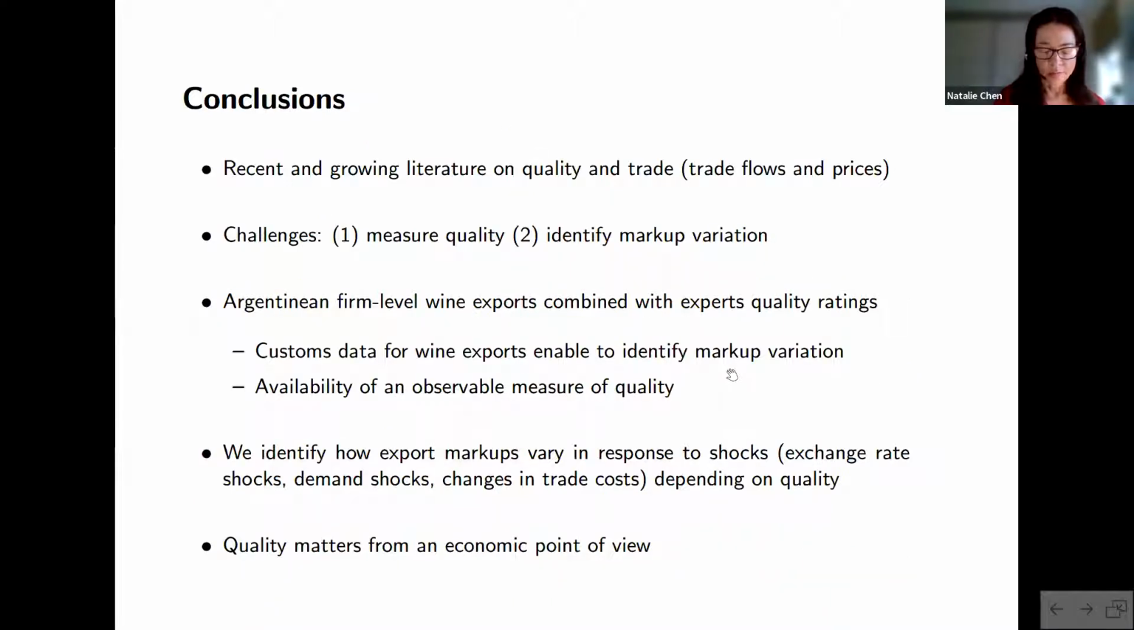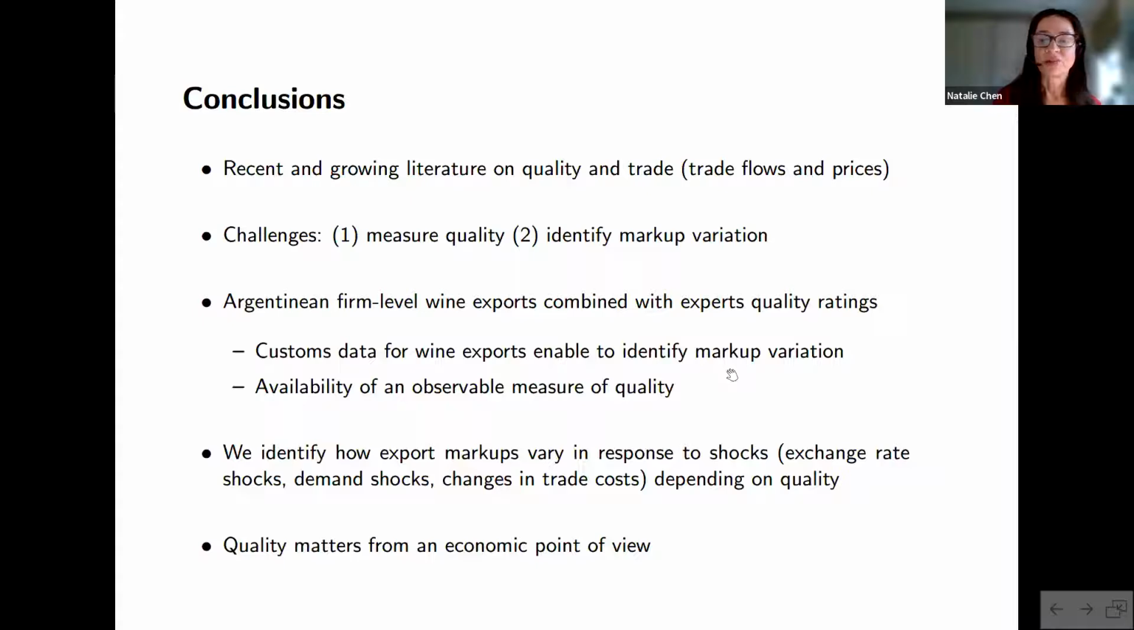Okay, so to conclude, what I have discussed in this presentation is to review, very briefly, the recent and growing literature on quality and trade, but I have put more emphasis on the literature on quality and trade flows and on the relationship between quality and trade prices.